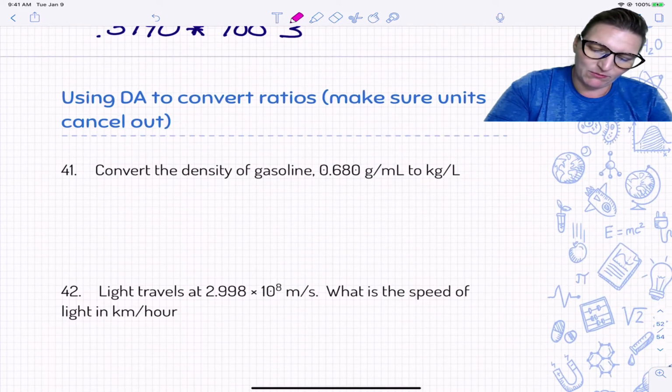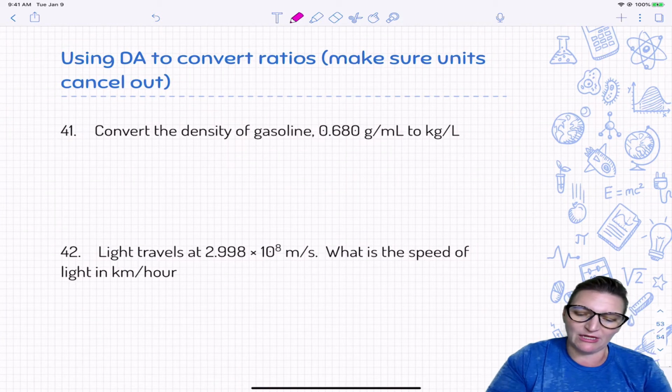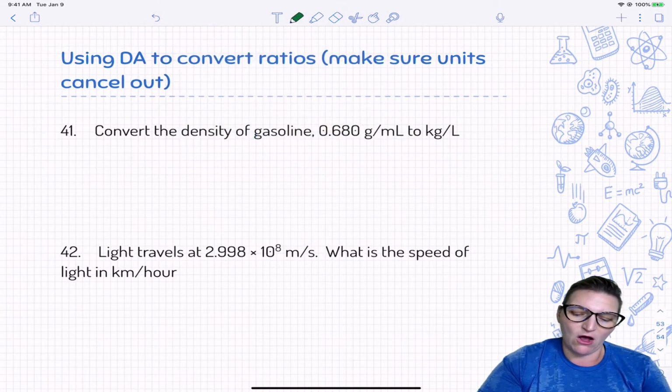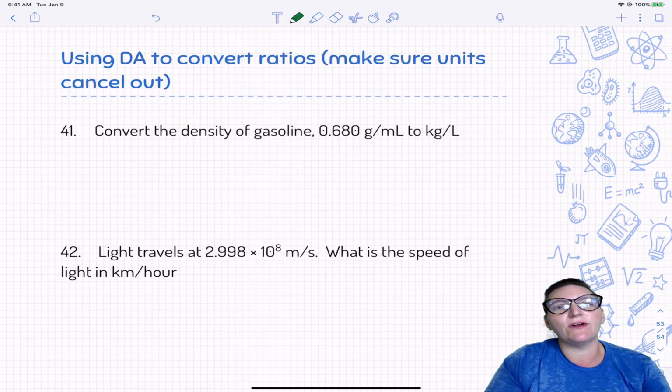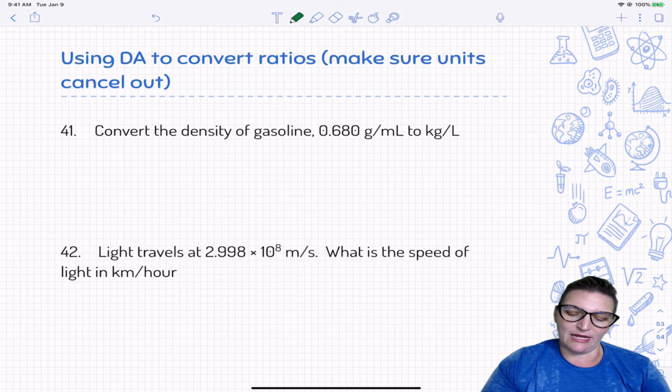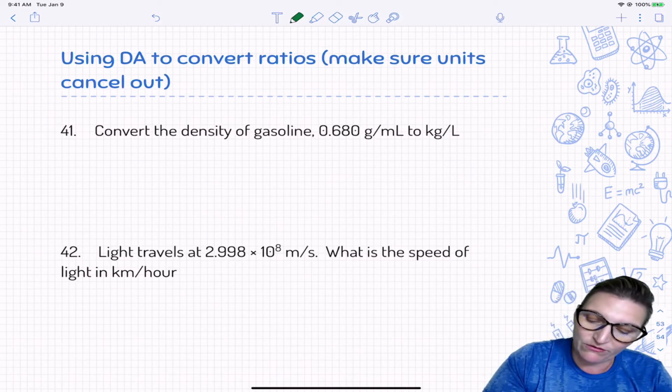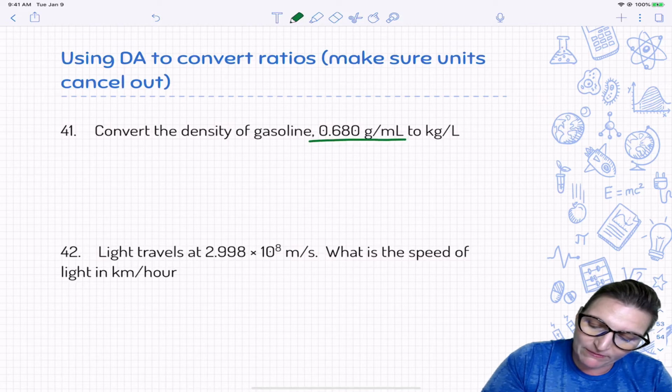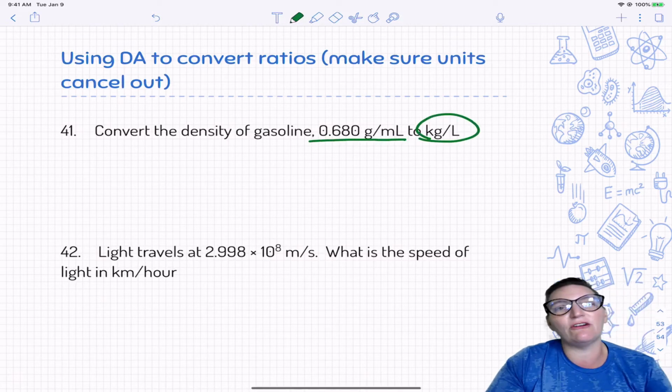And the last type of problem that we will use dimensional analysis to convert are problems where we're converting the entire unit, and the entire unit is a ratio. So we are converting, let's say in problem number 41, the density of gasoline, from grams per milliliter to kilograms per liter.